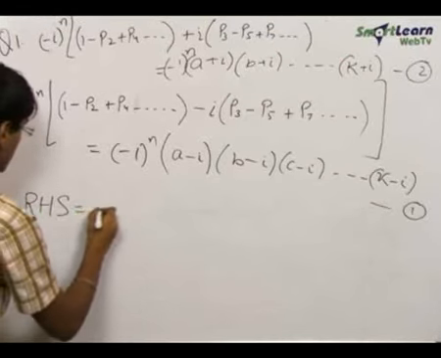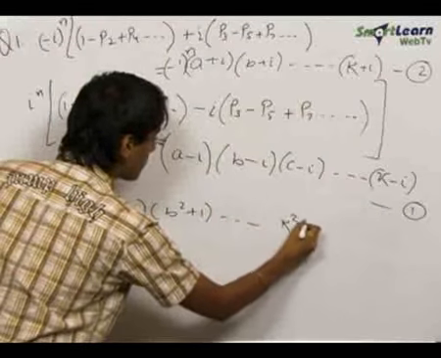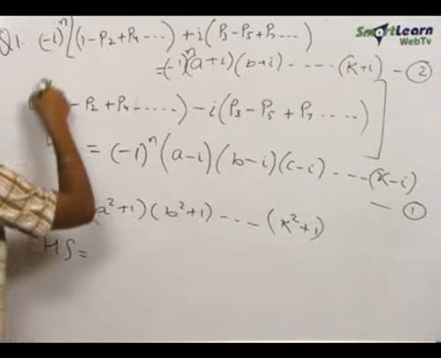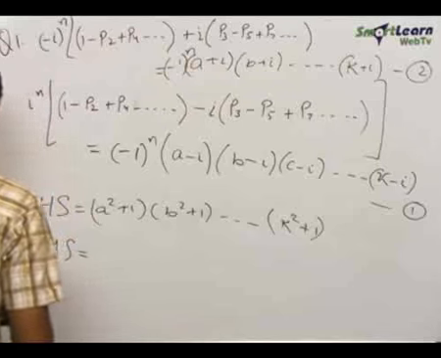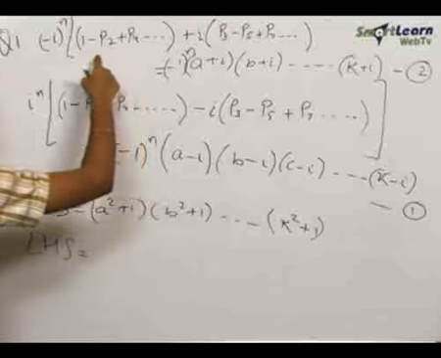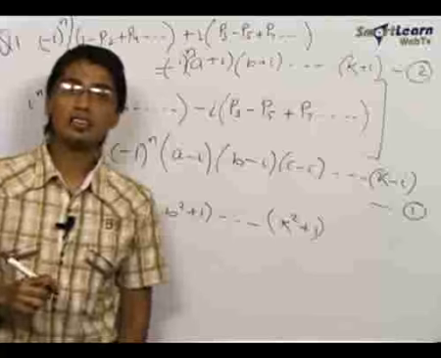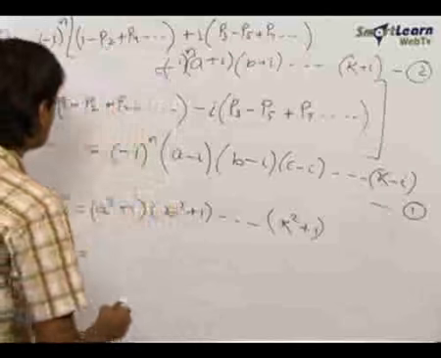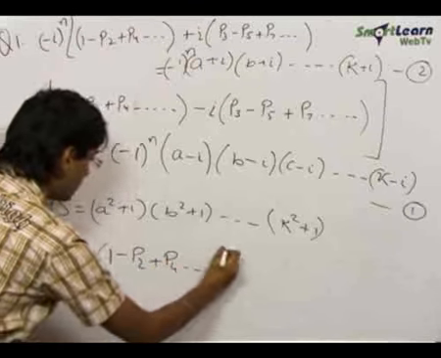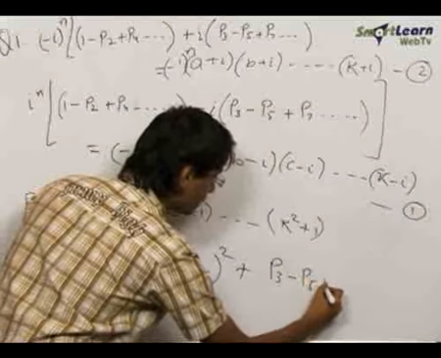The right hand side will become (a square plus 1)(b square plus 1) up till (k square plus 1), and the left hand side of the expression becomes iota power n into minus iota power n when these two get multiplied, and here we have a plus iota b and here we have a minus iota b. So this becomes a square minus iota square b square, which is a square plus b square. So this becomes (1 minus p2 plus p4) whole square plus (p3 minus p5 plus p7) whole square.